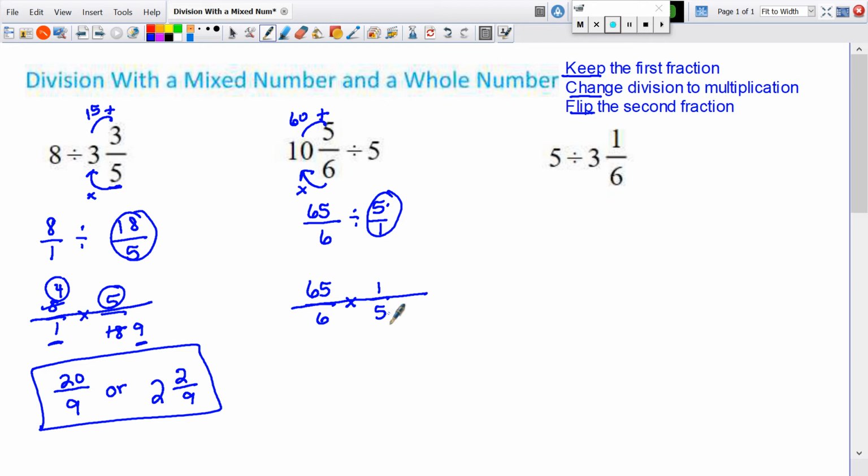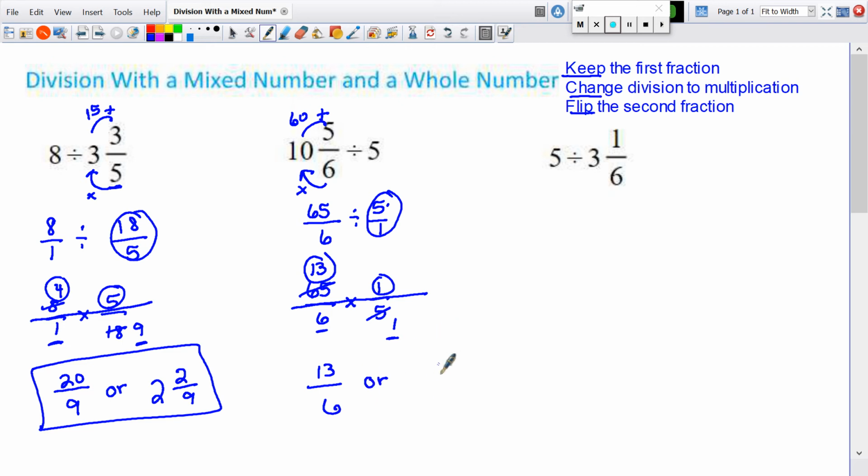Okay, 65 and 5 can be simplified. You can divide those both by 5. So 65 divided by 5 is 13, and 5 divided by 5 is 1. So now that that's simplified, we can go ahead and multiply. 13 times 1 is 13. The denominator, 6 times 1 is 6. So that's the improper fraction.